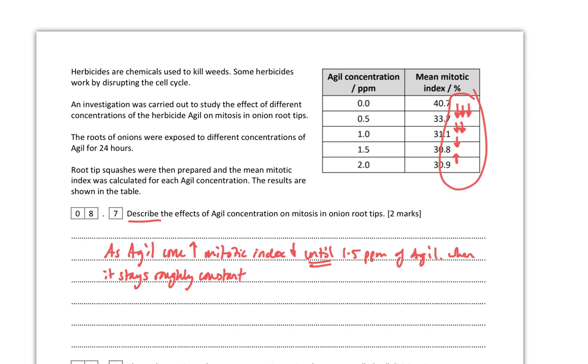I think I need a break. And then I need to get this rate of change. If I plotted this data, it'd be a graph that looks like that. So I need to say that there's a large decrease in mitotic index, MI, with the first 0.5 ppm of agyl. There are different ways of saying it.